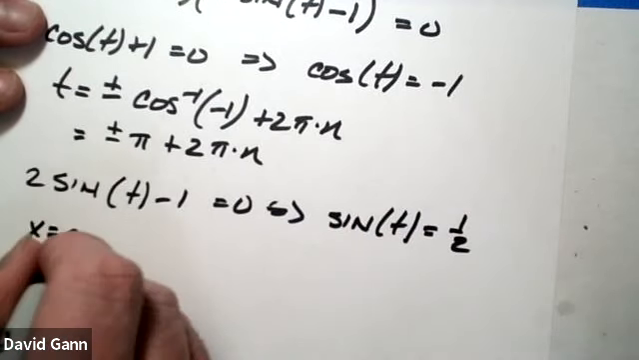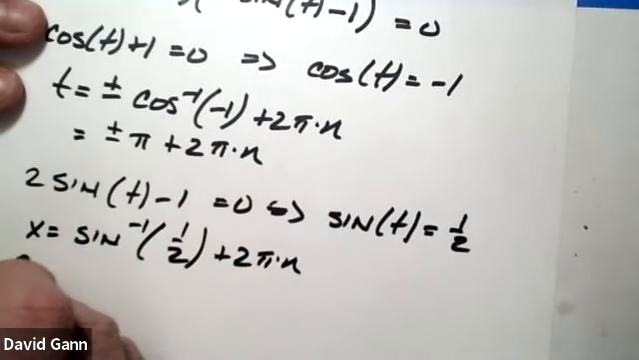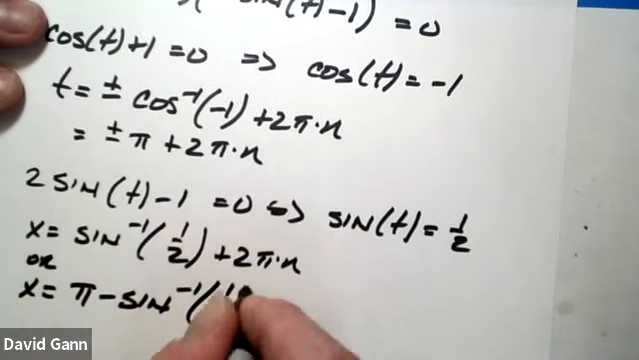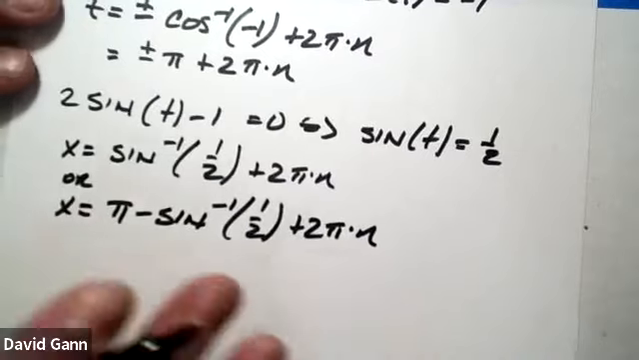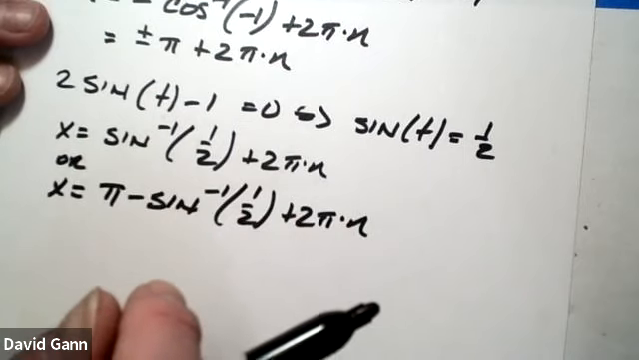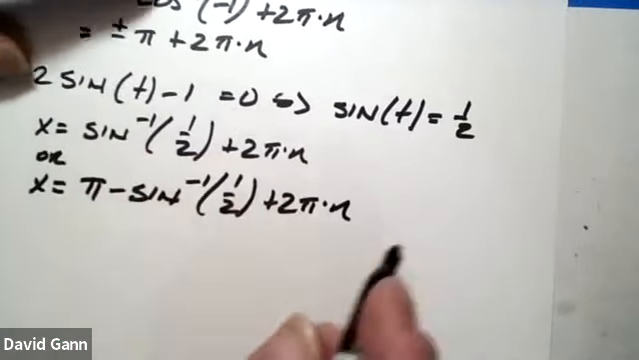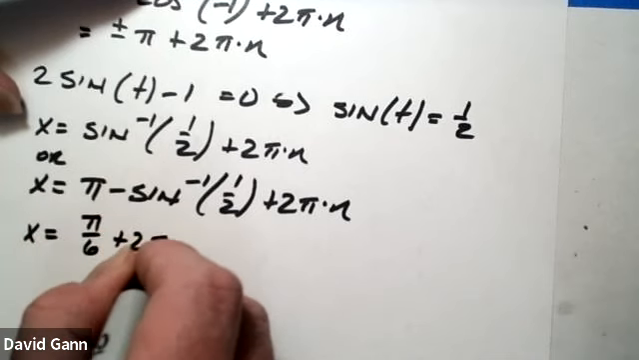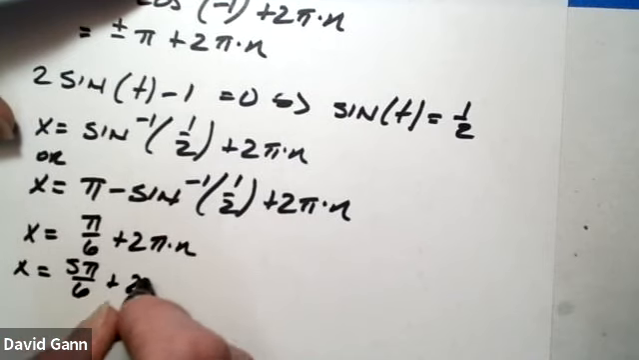So x will be equal to the inverse sine of 1/2 plus 2 pi times n, or x will be equal to pi minus inverse sine of 1/2 plus 2 pi times n. You could break this down further, but since inverse sine of 1/2 is pi over 6, maybe I could just rewrite them here. x equals pi over 6 plus 2 pi times n. A third branch is 5 pi over 6 plus 2 pi times n.